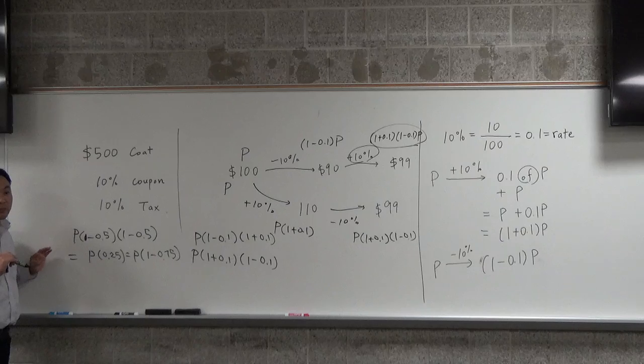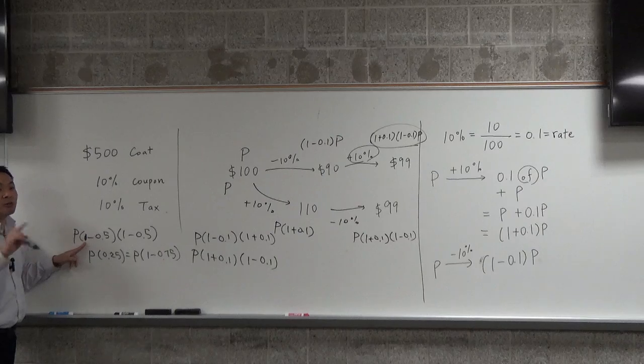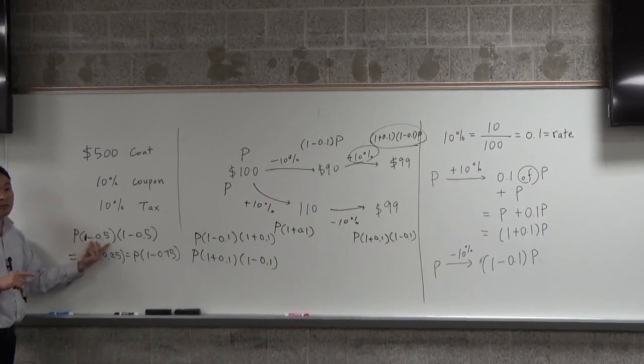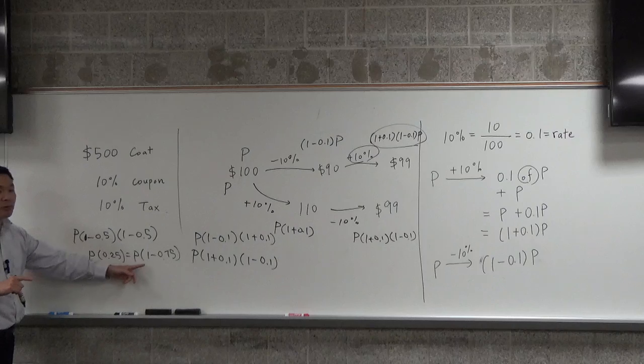Did you get that one? No, you always have the one here because one is the original value, and then you're applying discount or increment by some percentage. You just always put one.